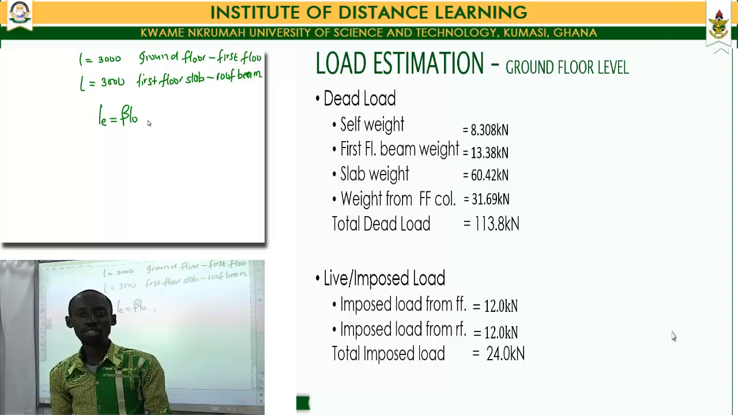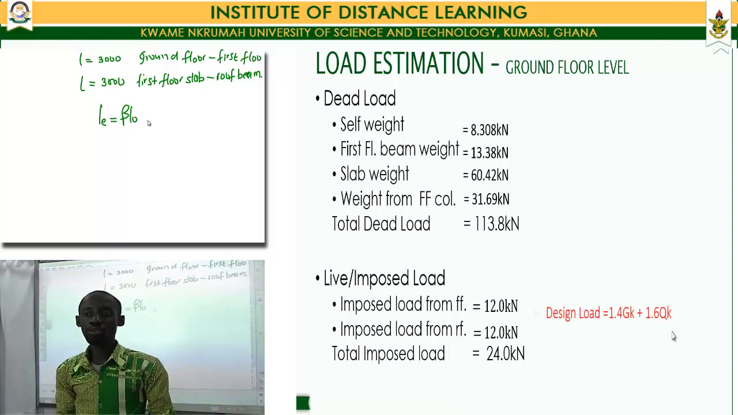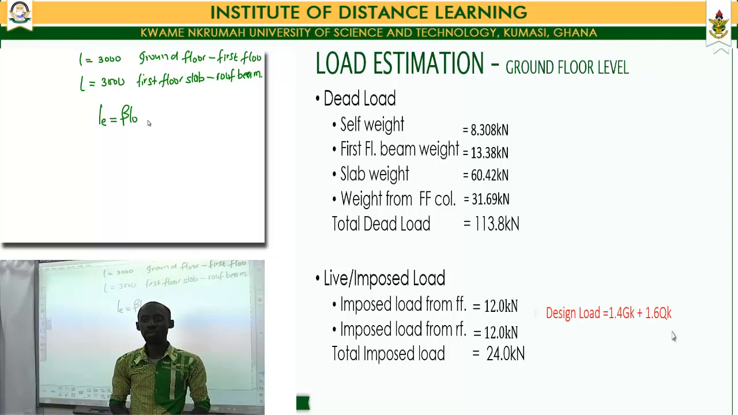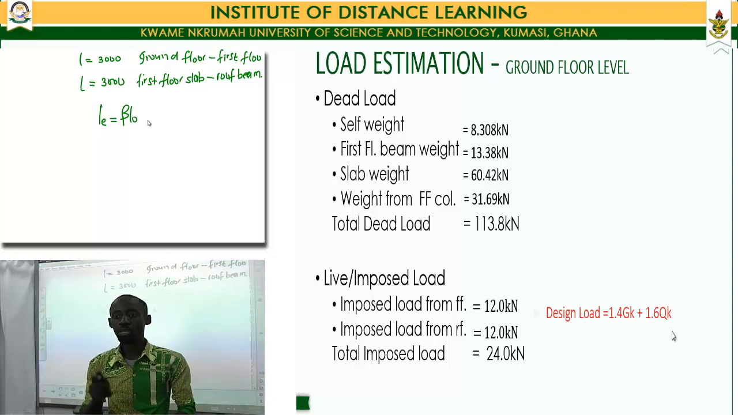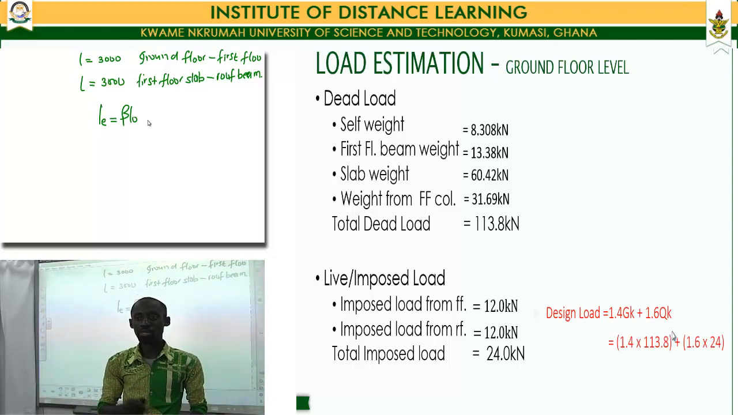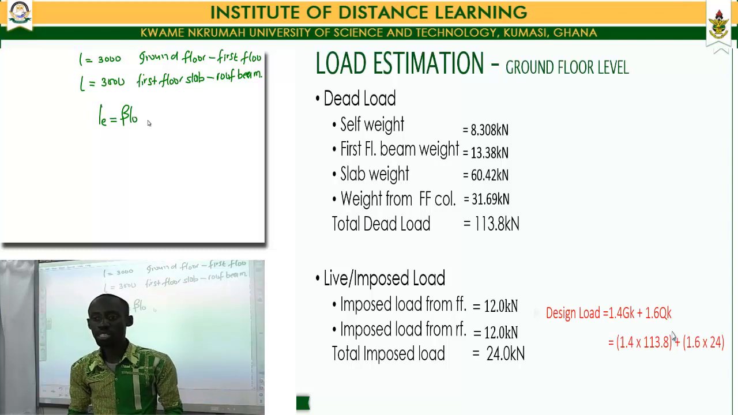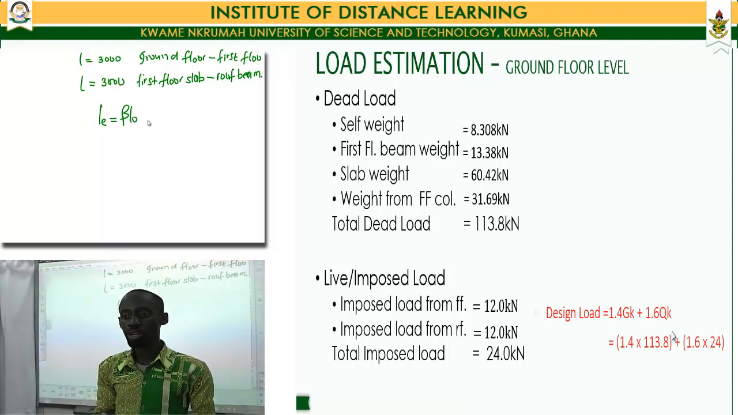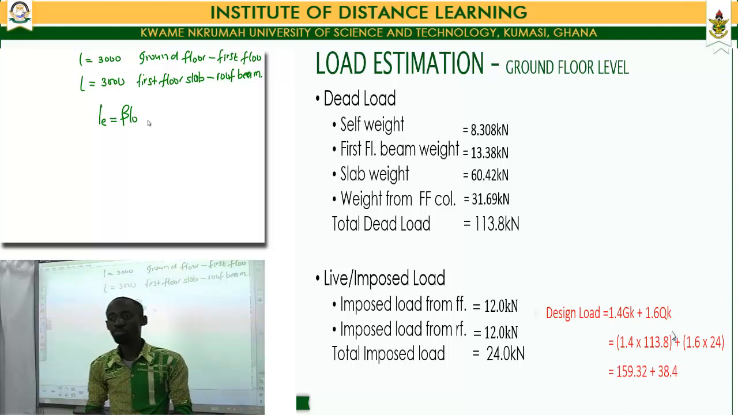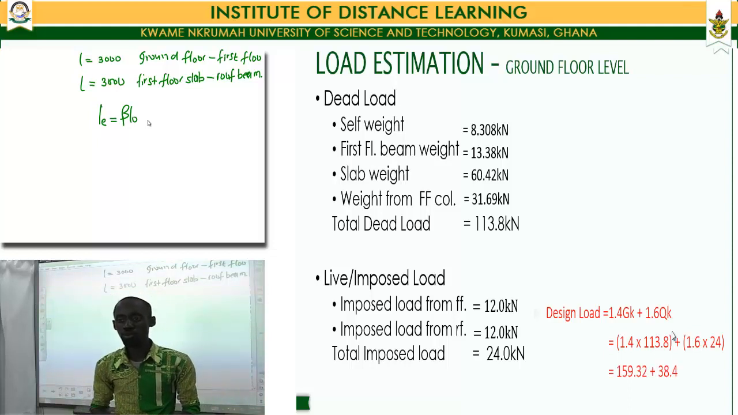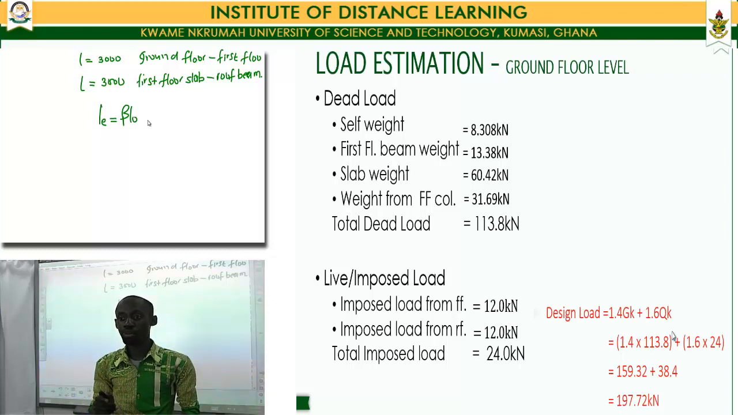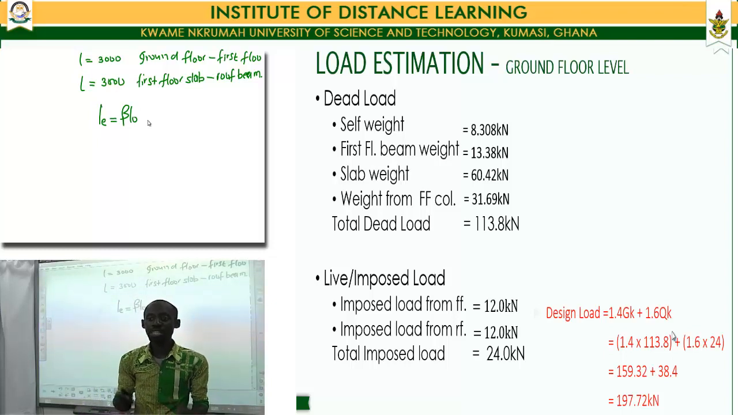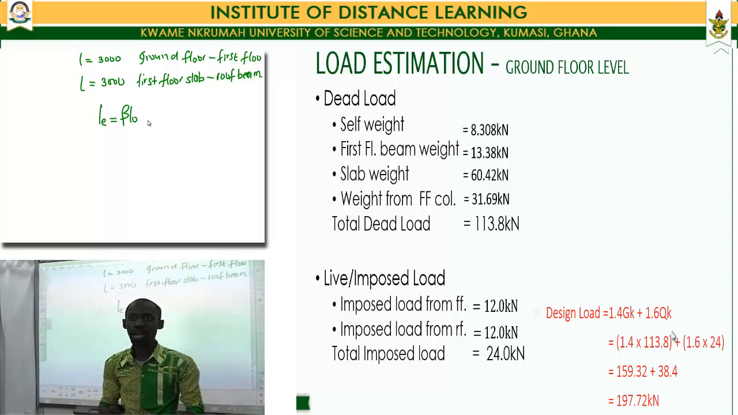Now having estimated our dead loads and our imposed loads, we can move ahead and calculate our design load value for our ground floor level. For our ground floor level, our design load becomes 1.4 multiplied by our dead load plus 1.6 by our live load, which gives us 1.4 multiplied by 113.8 plus 1.6 multiplied by 24. This gives us a value of 159.32 plus 38.4, which ultimately translates into 197.72 kilonewtons as the ultimate design load for our ground floor columns.